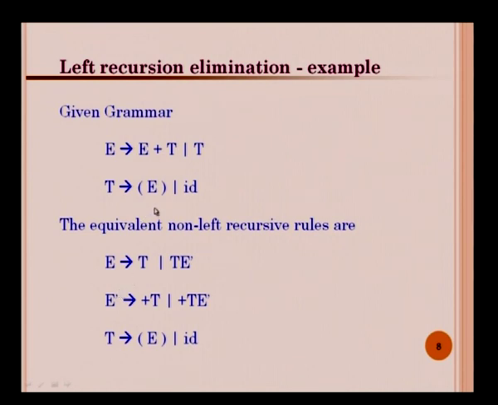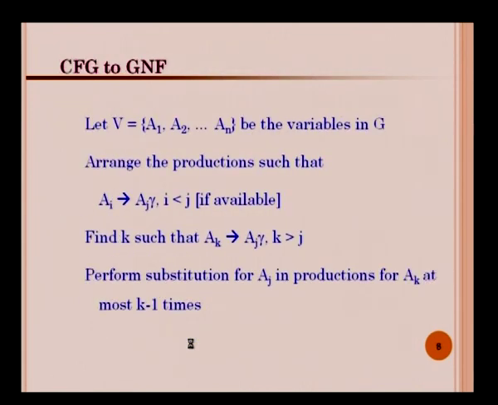So as a result of eliminating the left recursion from E derives E plus T or T, we have two more productions. So the answer is E derives T or T E prime, and E prime derives plus T or plus T E prime, and the final rule is not at all disturbed. You have T derives opening bracket E closing bracket or ID. So this is how we are eliminating the left recursion from the grammar.